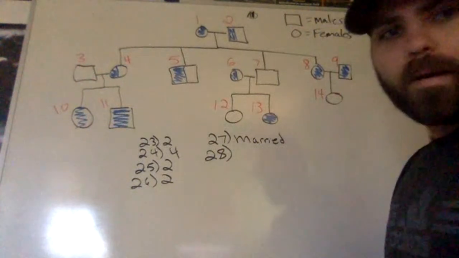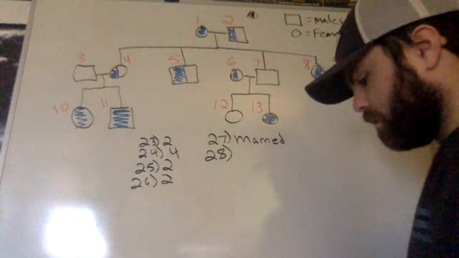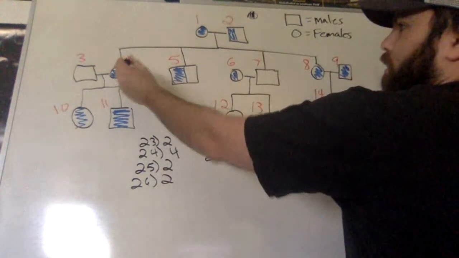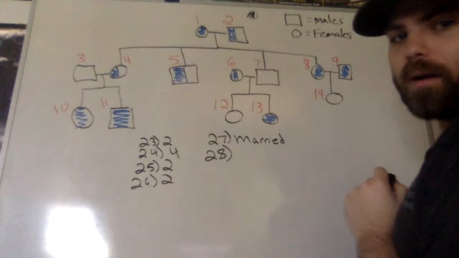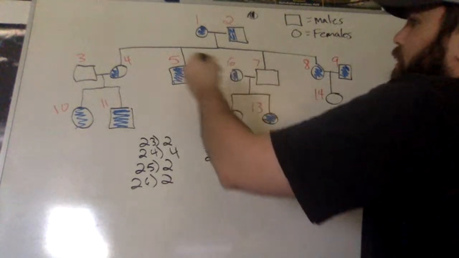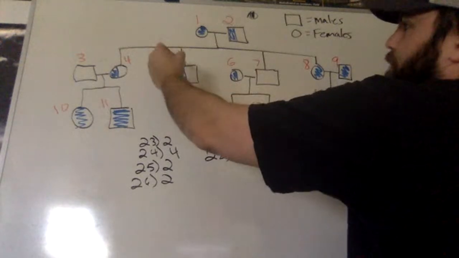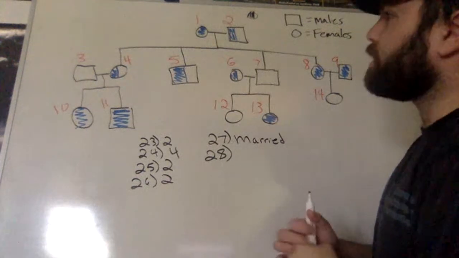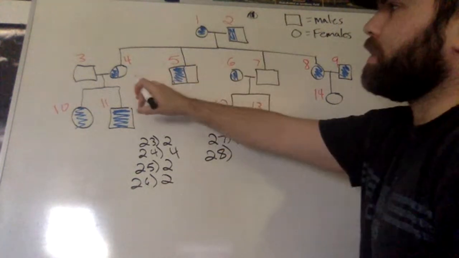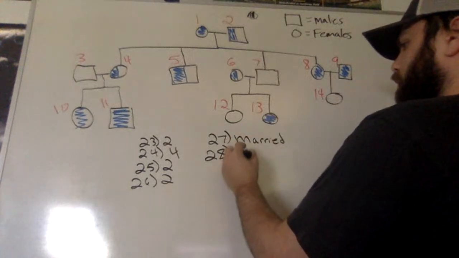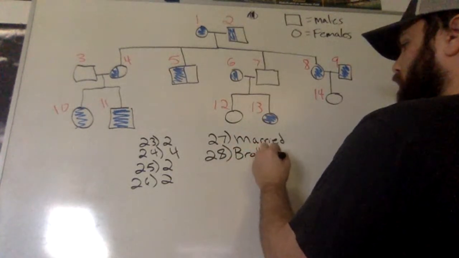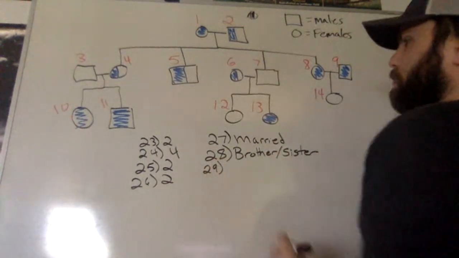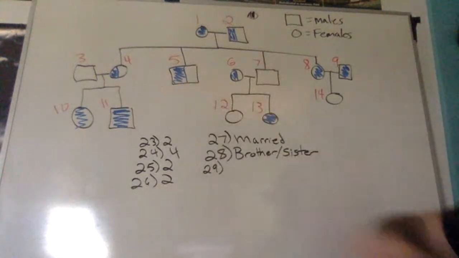All right. So number 28, we are asking how are 4 and 5 related? So here's 4 and here's 5. There's a line connecting both of them, and they're both on the same level, okay? If you're on the same level and you've got lines connecting it, you're going to be siblings. So these are brother and sister. Okay, so we have a female and a male.